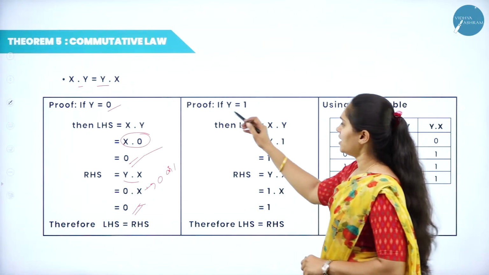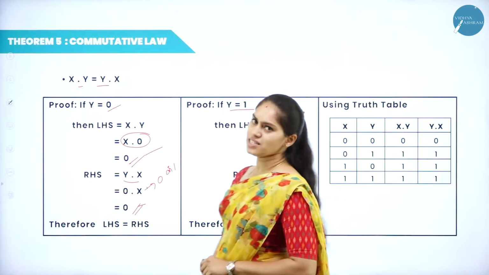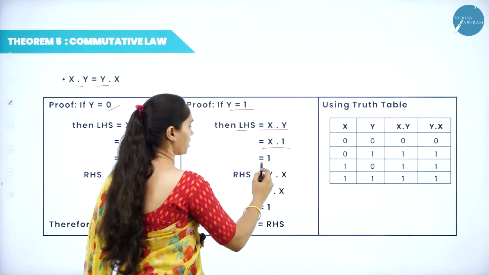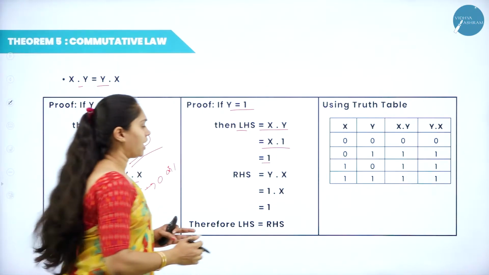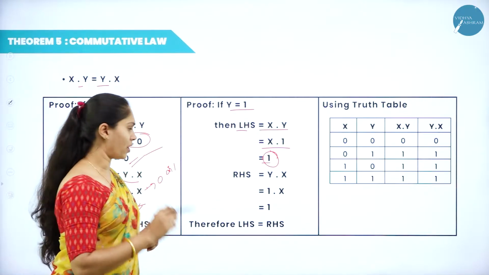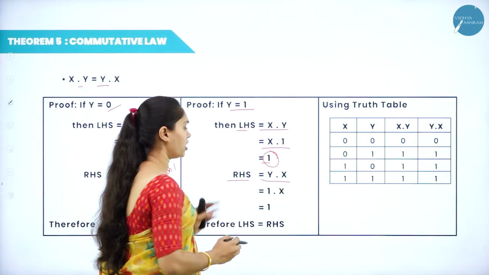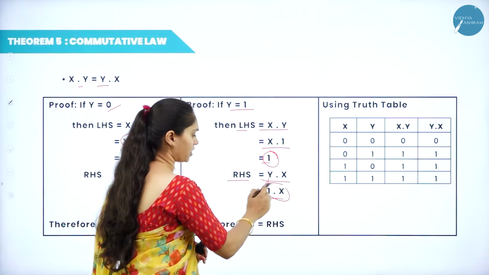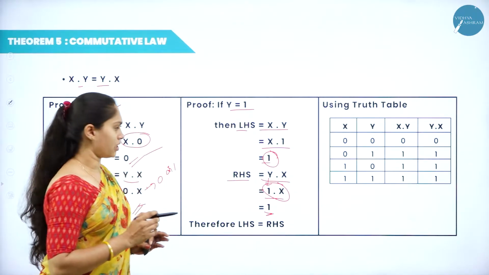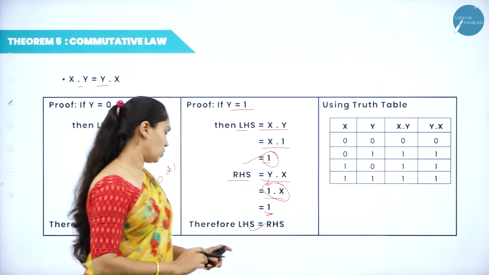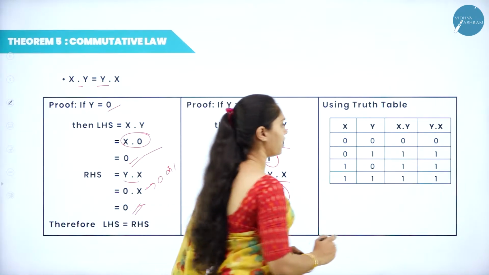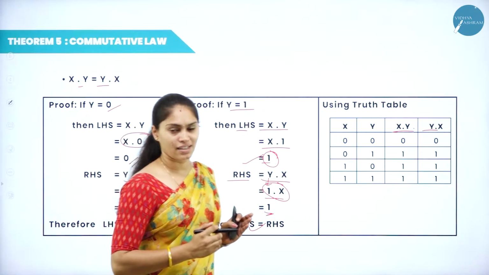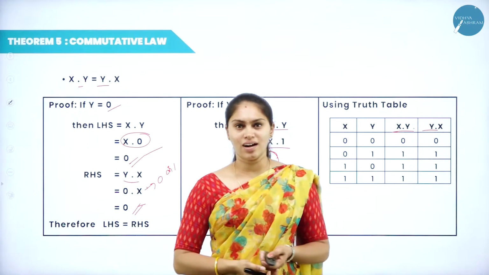We'll see the next one, when I consider the y value as 1. Let me consider the LHS, that is x dot y, so x dot 1. If I multiply any variable with 1, at last we are going to get the variable itself. Let me consider RHS y dot x. In the place of y, take 1 and dot into x. If I multiply any variable with 1, again it will be that variable. That means we have proved LHS is equal to RHS. Here you can see the truth table of x dot y and y dot x. Both give the same result. That means we can say that the commutative law has been proved.